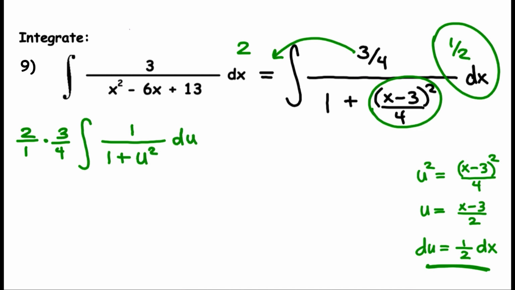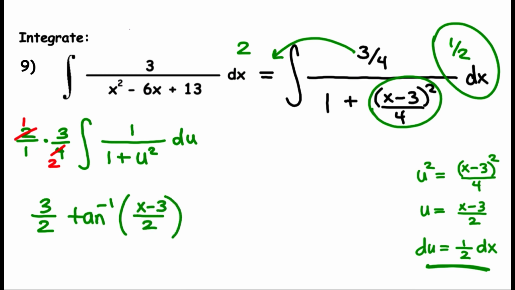Perfect. I just turned this into an arctan. Some gentle canceling out front will make 3 halves. So we have 3 halves arctan, or inverse tan, of u. And of course, u is x minus 3 over 2, plus c.